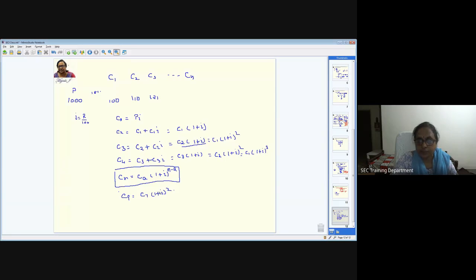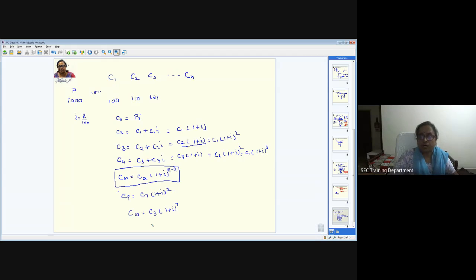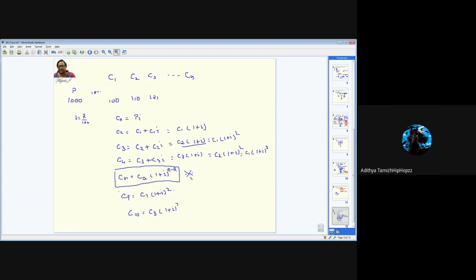Or suppose you are given the interest for the 10th year and you are asked to find the 3rd year interest. So I can write 3 here. Then in that case it's going to be 1 plus I to the power 7. So using that I can find the 3rd year interest. Or if the 3rd year interest is given, I can find the 10th year interest. Any year I can find out. So this is something very important. Try to note this down and always remember this.